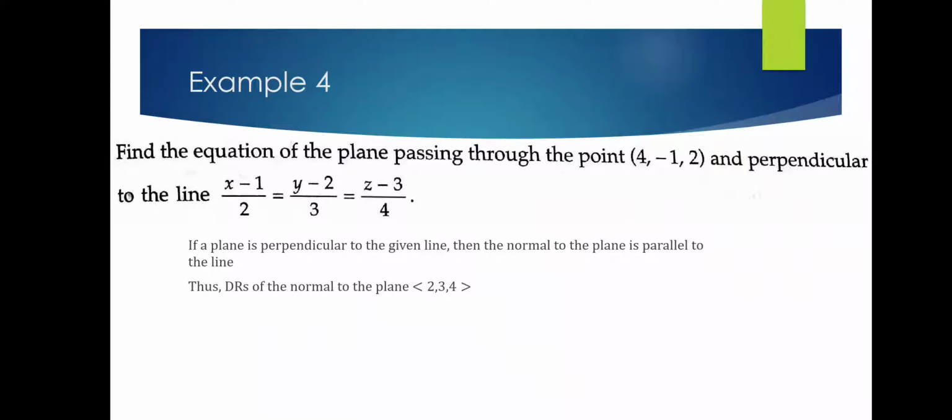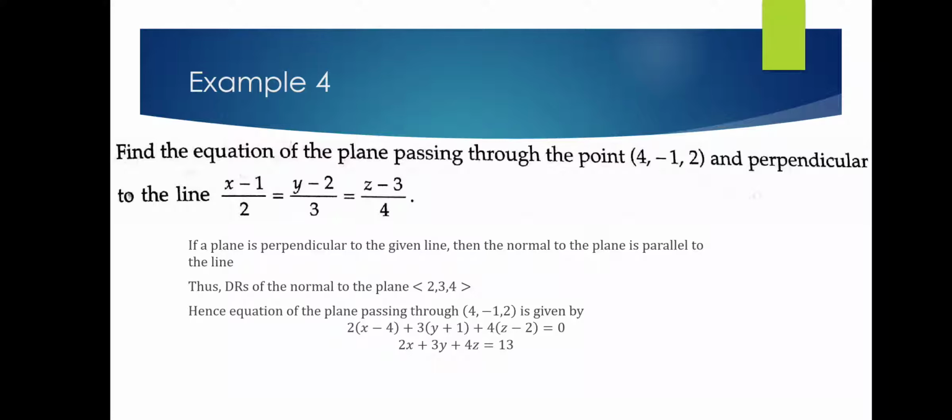So I have one information, that is the direction ratio of the normal. Now it is given that it is passing through the point 4, minus 1 and 2. So therefore, I also know a point through which the plane is passing. So now all I need to do is construct the equation. Given the one-point form, I can write the equation of the plane something like this. And then just doing the calculation, the equation of the plane is 2x plus 3y plus 4z equals 13.